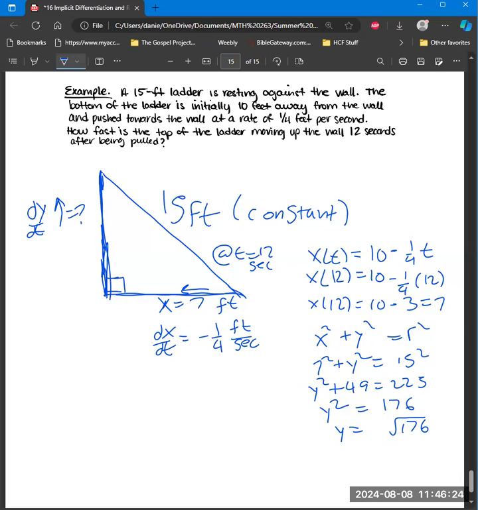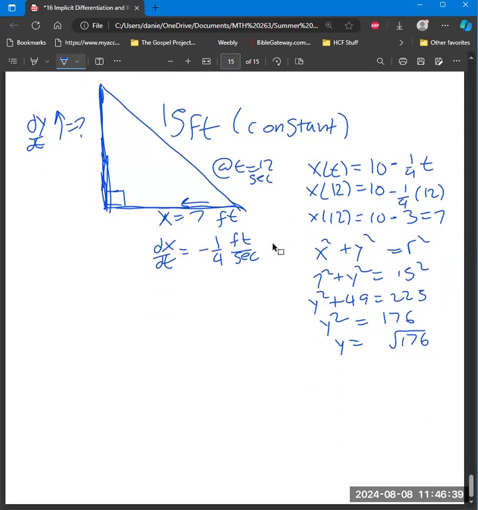Be careful to not just start jumping right into the problem and using x as 10. We get the wrong answer because we're being asked about what happened 12 seconds after, not in the initial observed conditions when we were 10 feet away. Now that we have that, we can differentiate x squared plus y squared equals 225, and get 2x dx/dt plus 2y dy/dt is equal to 0.